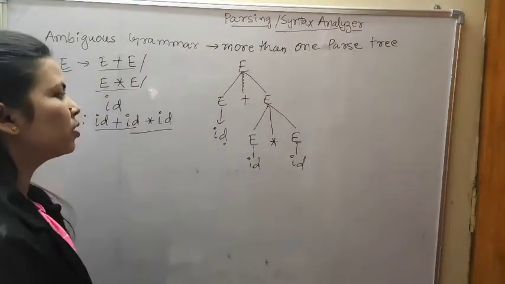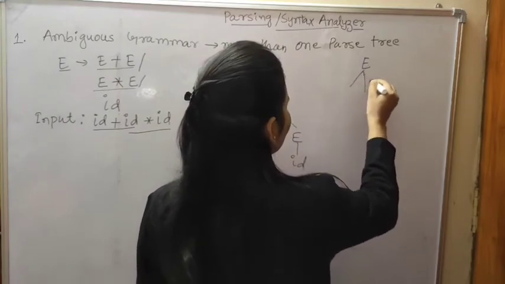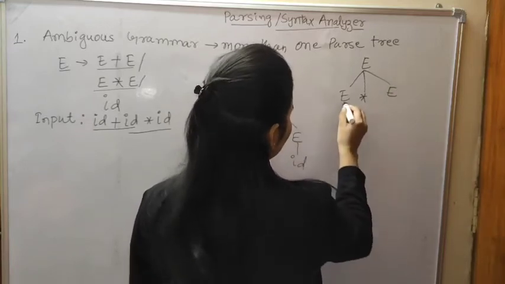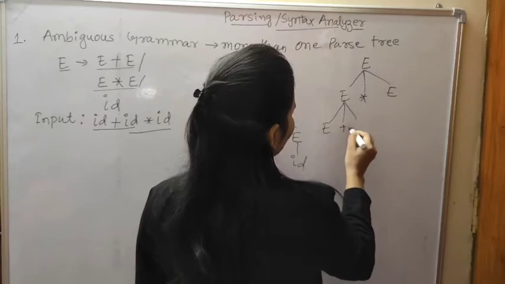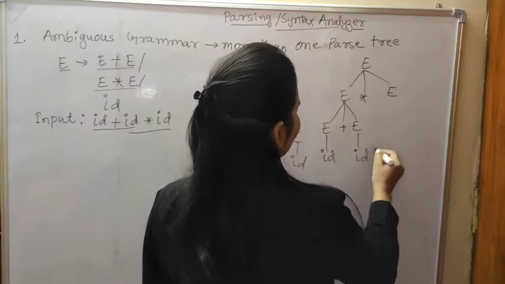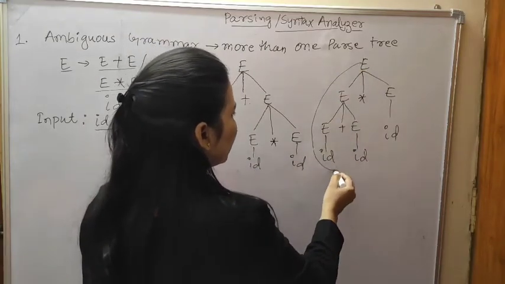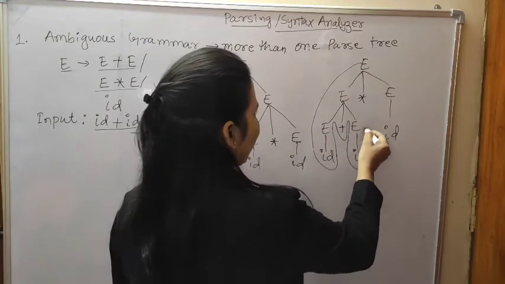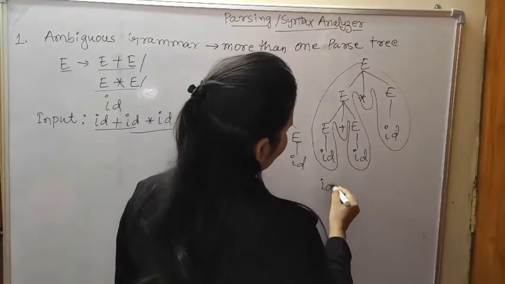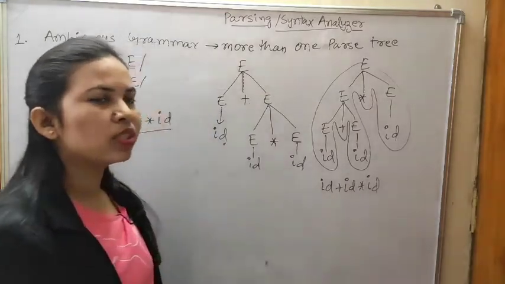Another parse tree, let's try to make it. First I am taking multiplication, E into E. And for this E we write E plus E, then ID. So this one also generated ID plus ID into ID. Yes, ID plus ID into ID. ID means identifier.